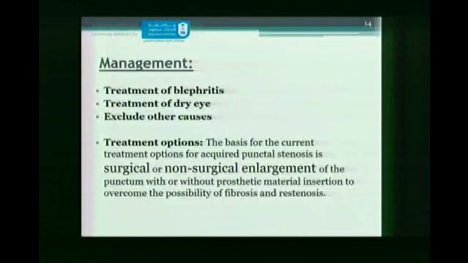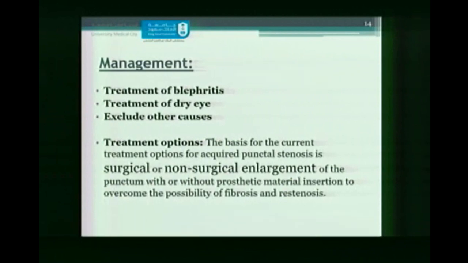The rest of the Grand Round will talk about the management of this disease. So always, please always treat blepharitis. A lot of studies in the literature did not start recruiting their patients until they had treated blepharitis for 2 or 3 months. So treat blepharitis before you include your patients in a study, and even during or after your surgery or management, still treat blepharitis because it may contribute a lot to the success of your procedure. Treat dry eyes and exclude other causes, as mentioned before.